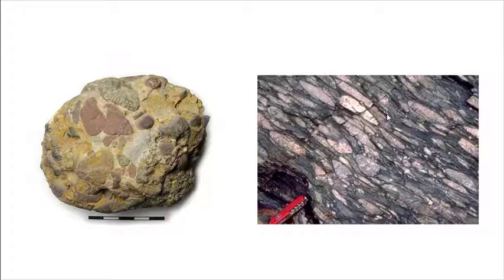So how do you tell? This is a pretty high grade metaconglomerate, so it's pretty obvious what's going on here. But if it was a lower grade one, you're going to start to wonder: is this a metaconglomerate or is this just a regular conglomerate with flattened pebbles that happen to be stacked up? Huh, what do you do?